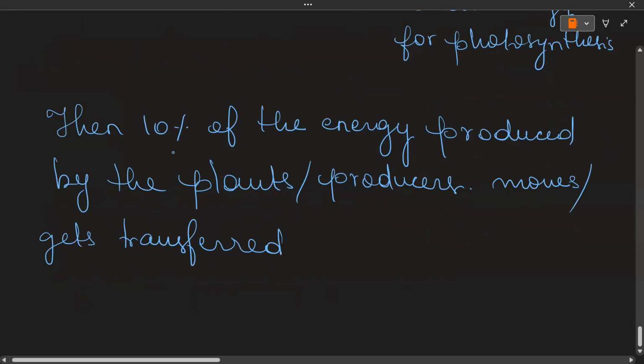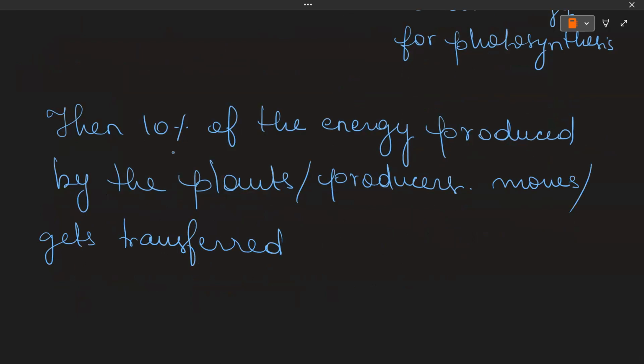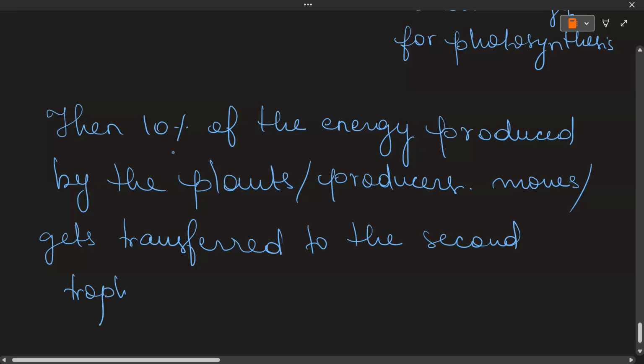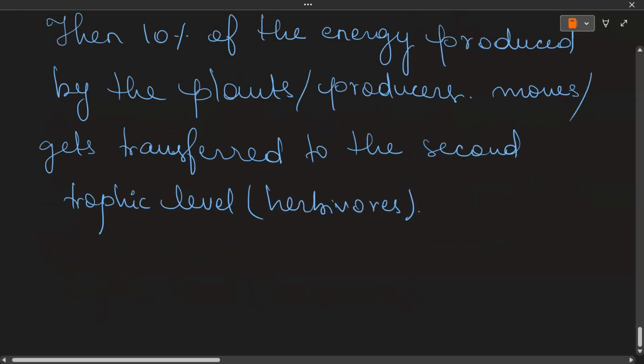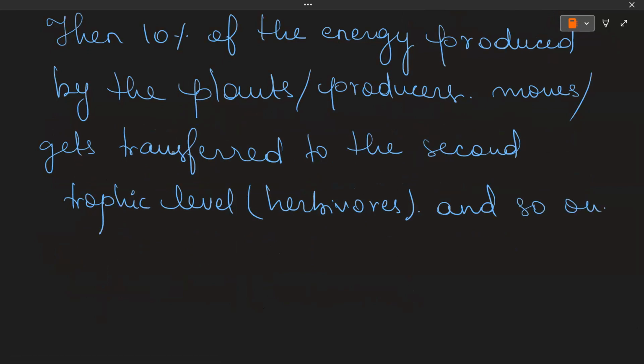Now see, always remember that the producers are the first trophic level. So it starts with the producer. You give first position to the producers, then second position to the herbivores. Yes, ma'am. Now the second trophic level is the herbivores, right? This much is clear? Yes, ma'am. And it will continue up till the end of the food chain.